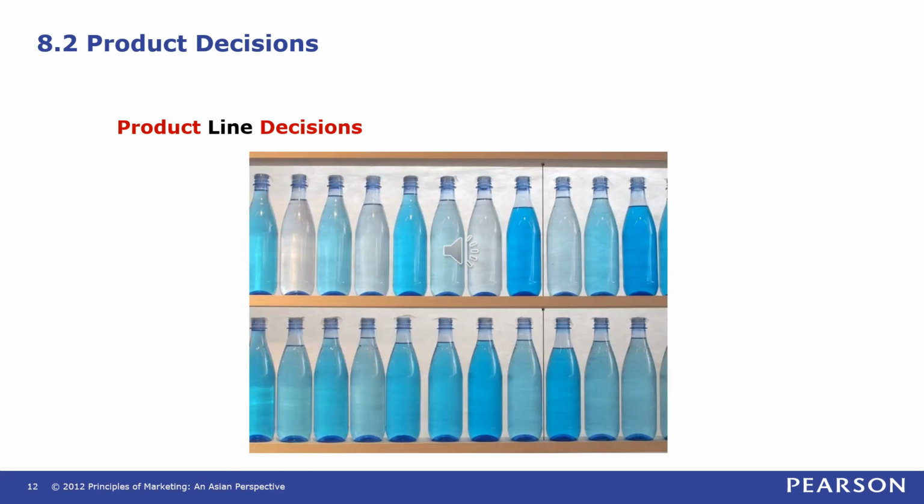We are still in the discussion on product decision. As I mentioned earlier, the product decision has 3 levels. We have covered the first level, which is individual product decision. The second level will be the product line decision, and the third level, which the slides will show after this, is known as the product mix decision.